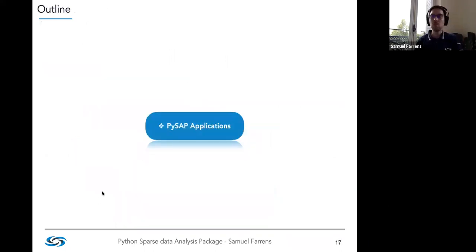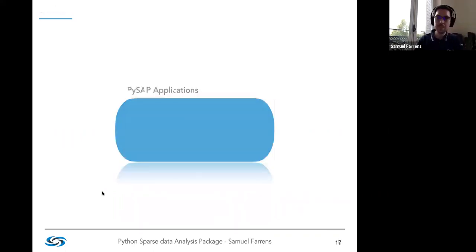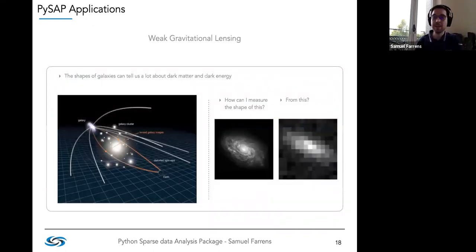Okay, so now that you have an idea of what PySAP is and what the objective that we're aiming for is, let me just tell you about a few of the specific applications where PySAP has already been used. I'll first start from my background, which is in astrophysics, on weak gravitational lensing.